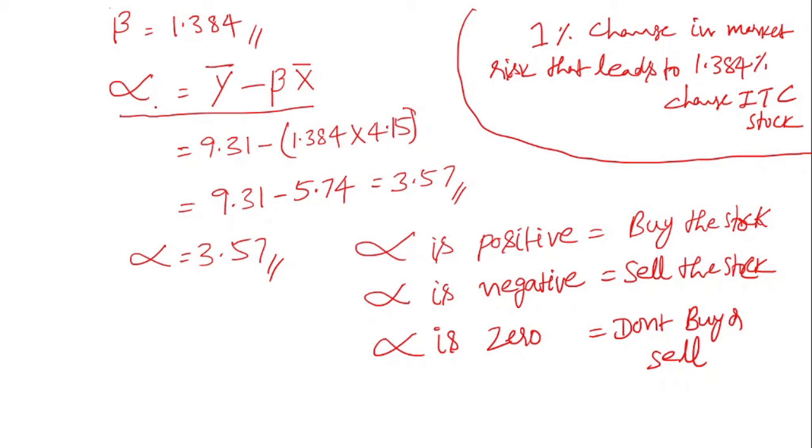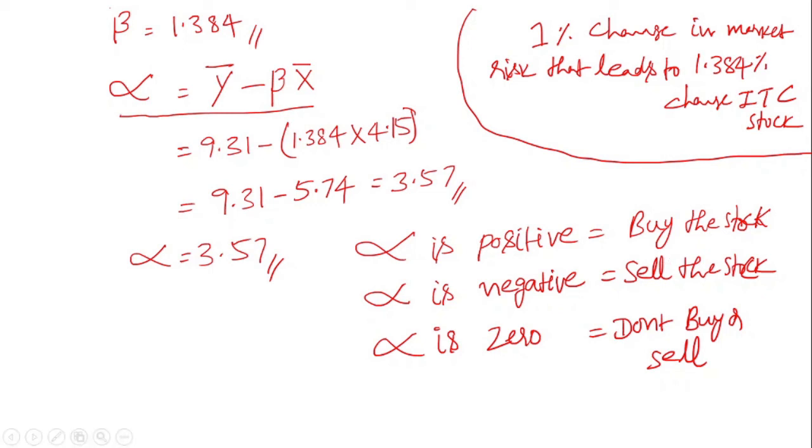How to calculate alpha? Alpha is equal to y bar minus beta x bar. Y bar we know, x bar we know, beta value we know. 9.31 minus 1.384 into 4.15. 9.31 minus 5.74, that is equal to 3.57. So alpha is positive. In this case, for the ITC stock, it is better to buy, so that the investor will get the benefit in the future by buying the ITC stock, even though more risk is involved than the market return or market risk.